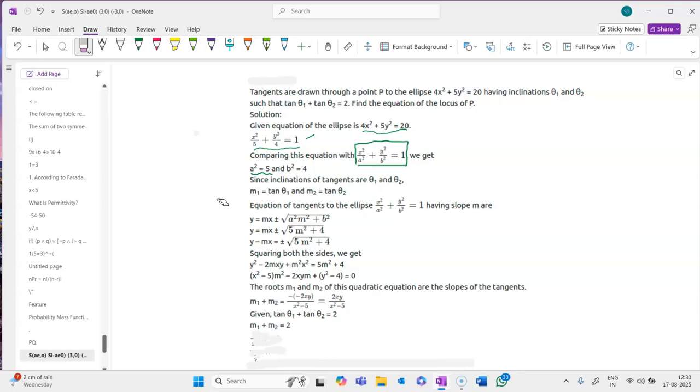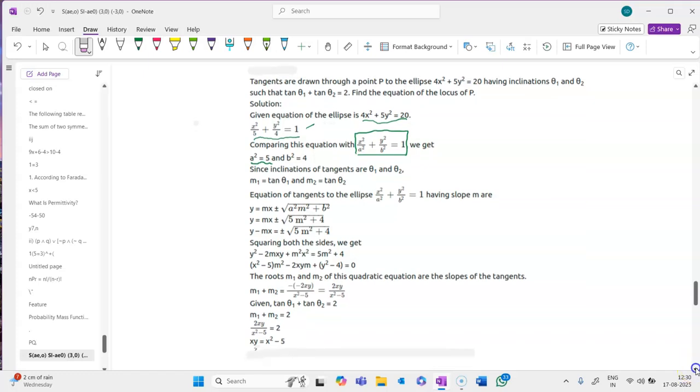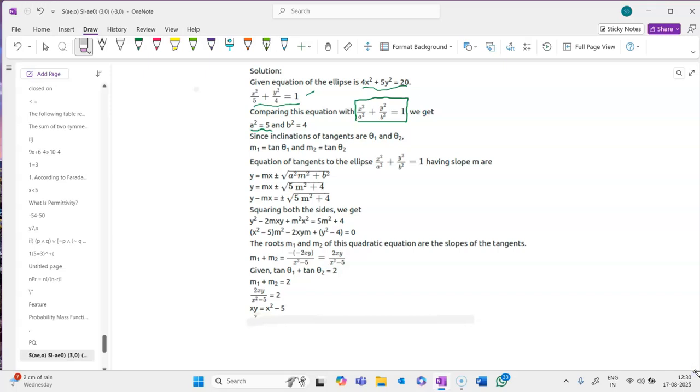Now what is the next step? We work with the sum of slopes, m1 plus m2 equals 2. As m1 plus m2 is the sum of slopes, with the formula 2xy upon x square minus 5, that is equal to 2. So xy is equal to x square minus 5.